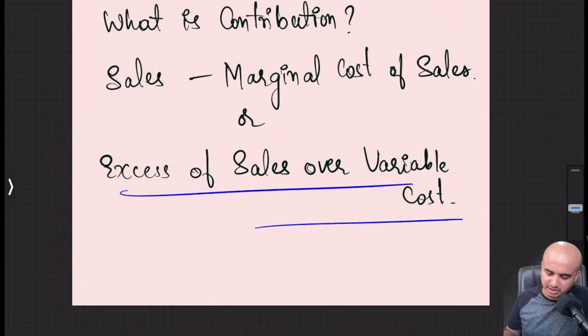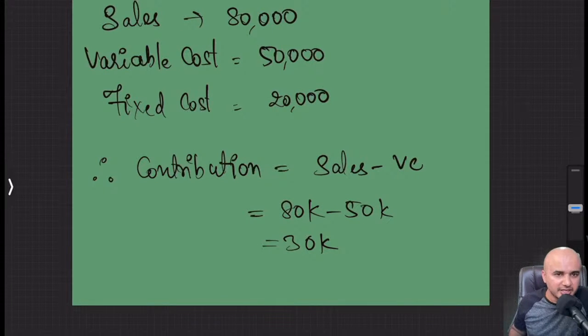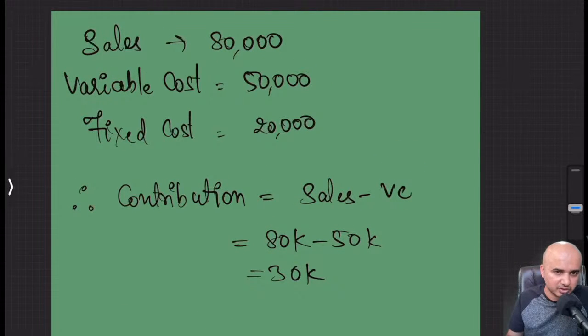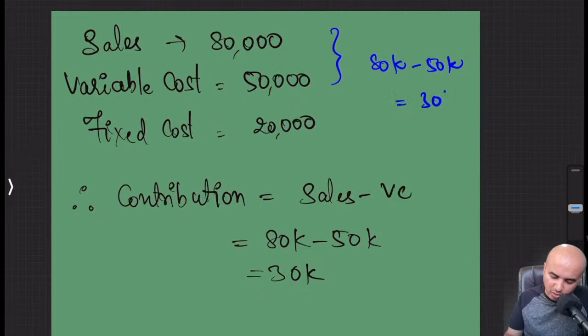So that is in terms of a sentence. Okay, there is nothing much here. Let's move on. Here is an example. We have an example where sales is 80,000, variable cost is 50,000 and fixed cost is 20,000. It's easy to calculate contribution here. All that we need to do is deduct the variable cost from the sales. So sales is 80,000 minus variable cost of 50,000, we'll be left with contribution of 30,000. That's it.